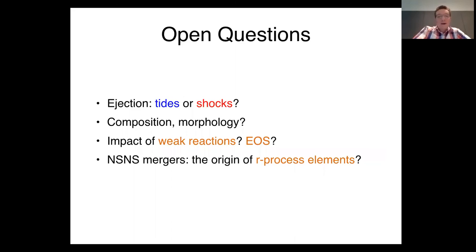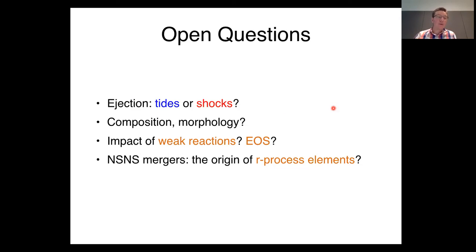We also performed our own simulations, and our goals are basically listed here. First of all, we wanted to understand what is the main mechanism driving matter ejection. In Newtonian simulations, people find that most of the ejecta comes from tidal tails, while in GR simulations, there are some indications that suggest that instead shocks at the time of merger are a more important component. So we want to really understand where the ejecta come from.